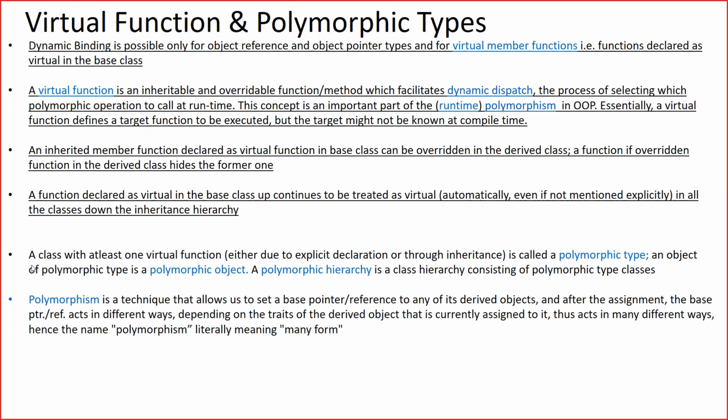That means whether the base pointer or reference will consider its own base type, or the type of the object it is pointing to, depends on whether you are using polymorphism, dynamic binding or virtual functions in your program. Thus we create polymorphism, which literally means many forms. Next we will see a class hierarchy of polymorphic type classes and see how the virtual function works.